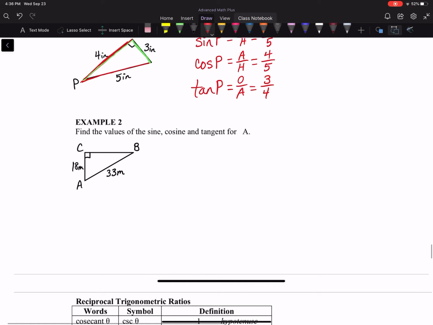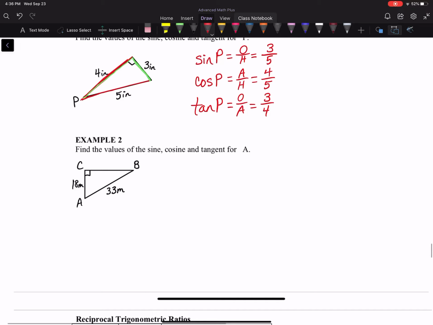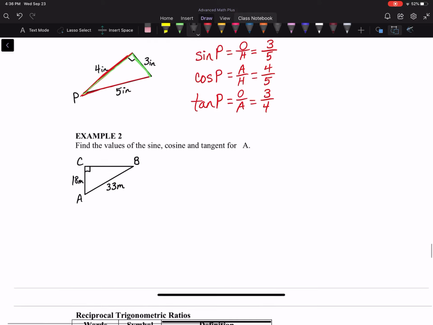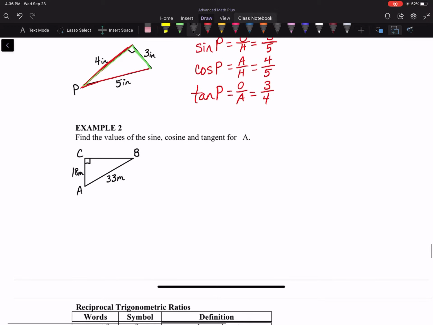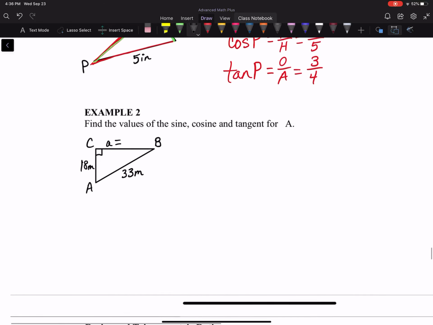Example 2 gets a little harder. Notice they didn't give us all three sides, so we actually have to find the side. And so this is side A. I know it's side A because it's opposite angle A. The sides are always named the same as the angle that they're opposite. So before we can do any of this, we need to find the third side using good old Pythagorean theorem.